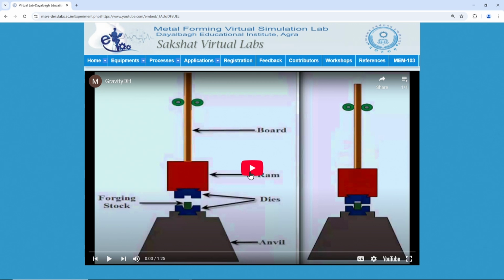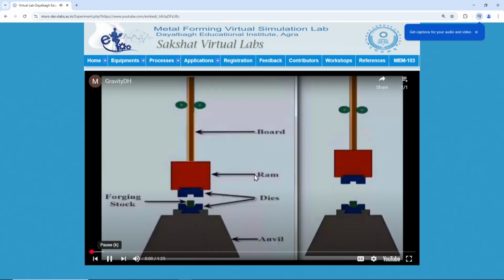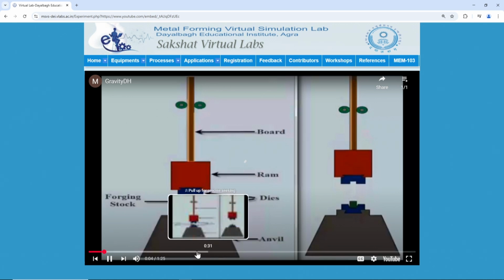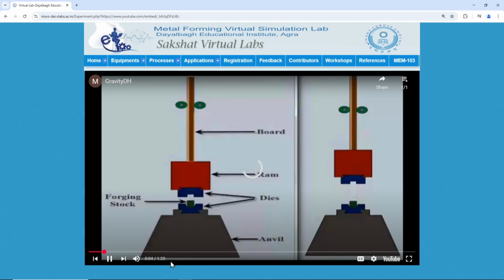So here you can see this YouTube video has come. If I play this video, it will show that the gravity drop hammer is working like that, and it is dropping down only because of its weight. Different components are given on the left hand: the board, ram, dies, anvil, forging stock, and on the right hand side it is played. It is only a 1 minute 25 seconds video, but it is a video on the gravity drop hammer.